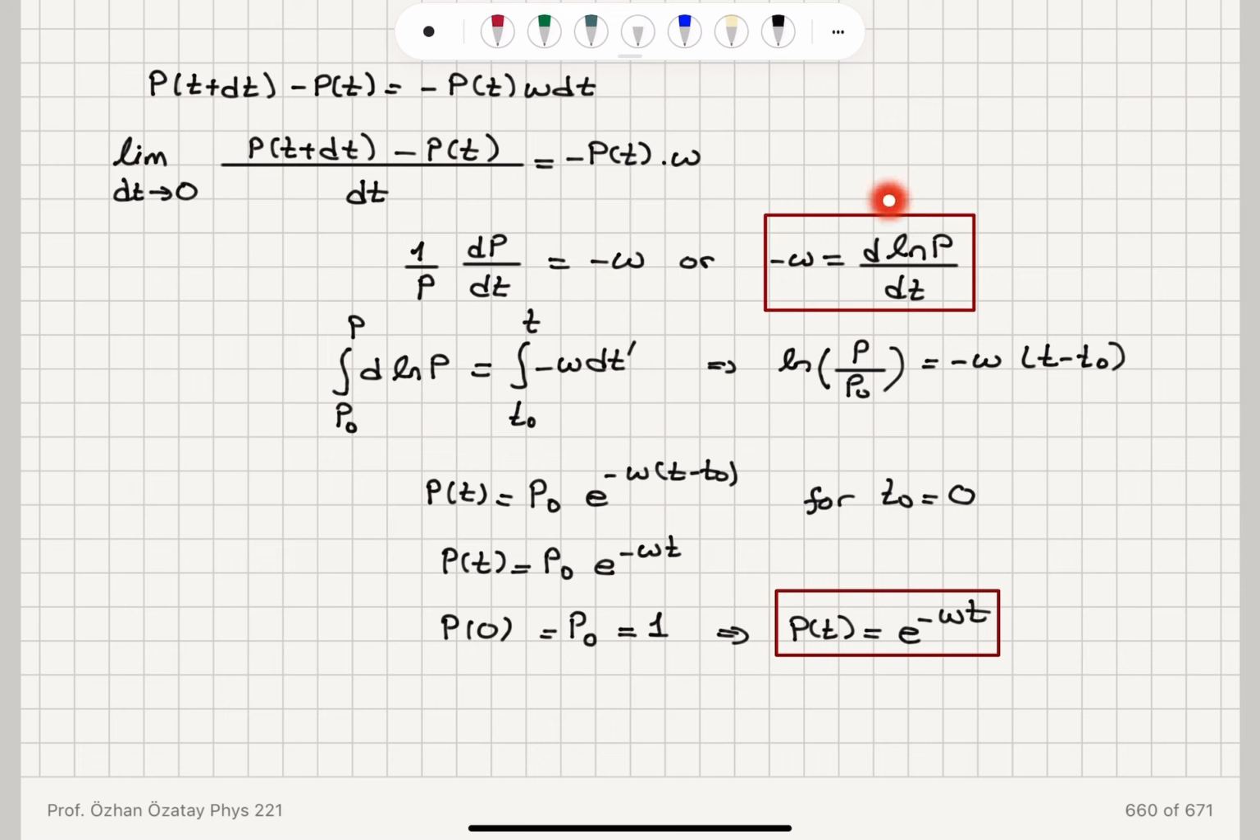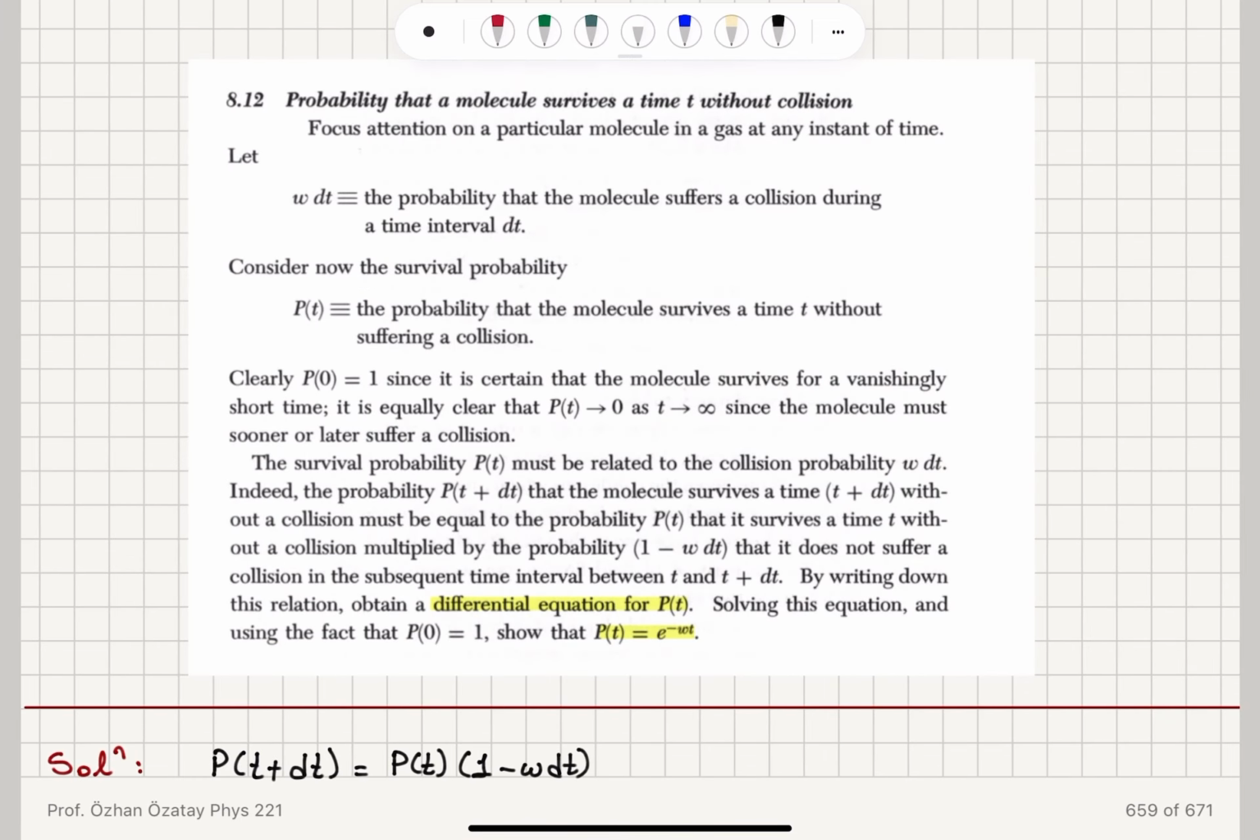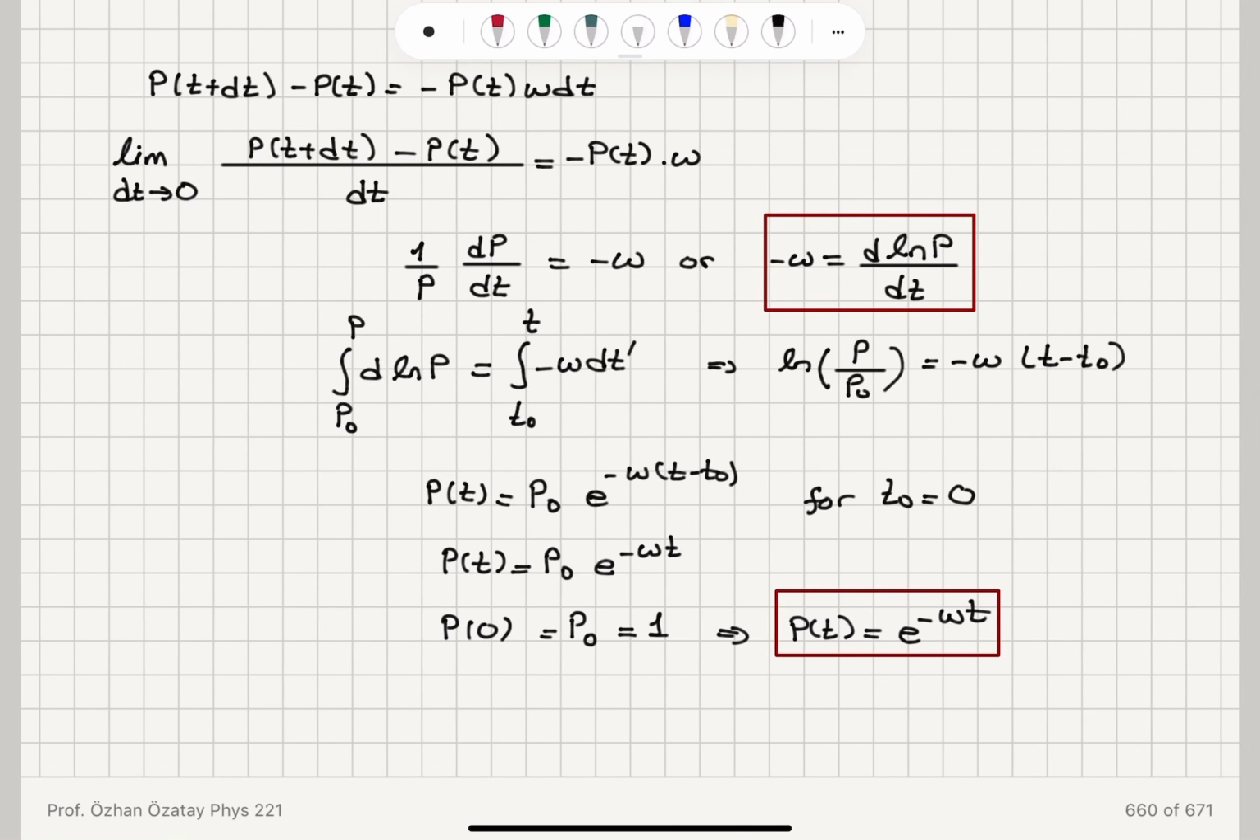Solving this equation, we find that P of t is P0 e to the minus ω (t minus t0). When t0 is 0, we start our timer at t equal to 0, and we have P0 e to the minus ω t. For a 0 waiting time, P0 is equal to 1. Therefore, our answer is e to the minus ω t, and it does show the property that it goes to 0 as t goes to infinity, as expected.